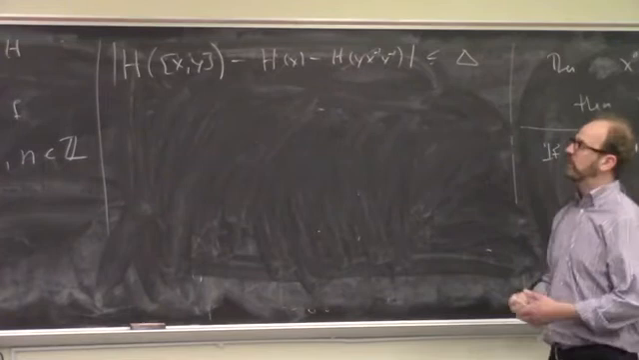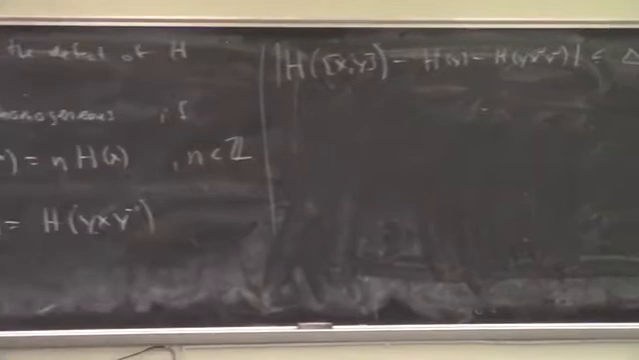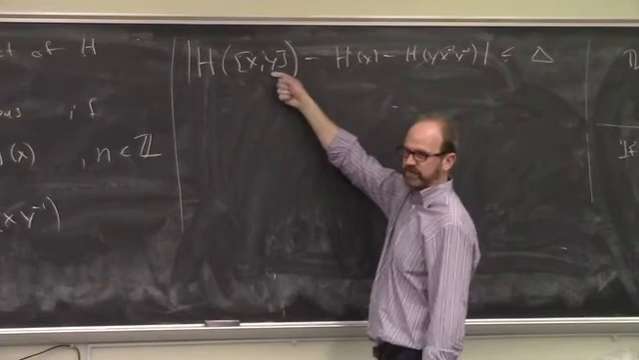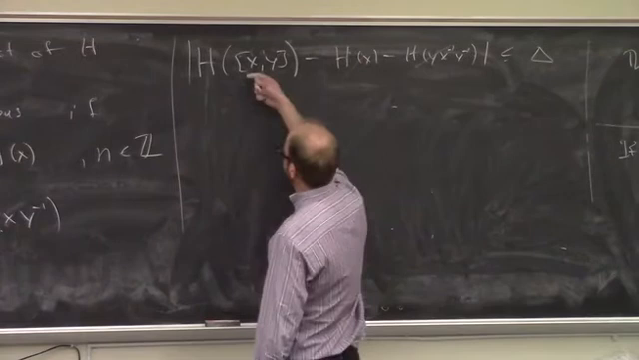If you had a perfect group, every element could be written as a commutator. And this is sort of a fancier version of what I was saying before: if you have a perfect group, every homomorphism to an abelian group is trivial. Here, if you have a perfect group, if you have an element that's a commutator, then it's uniformly bounded.